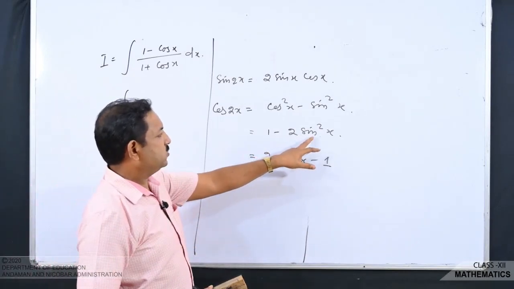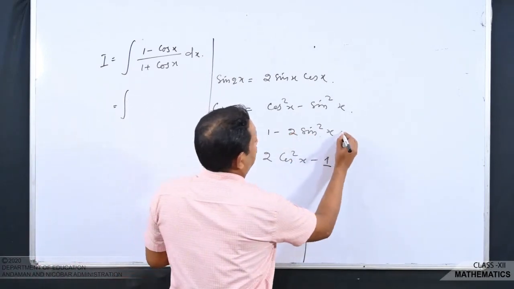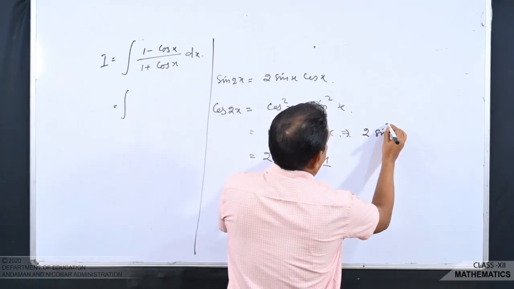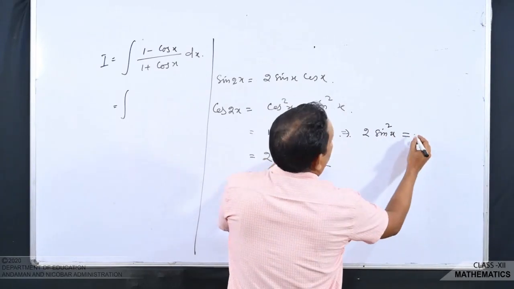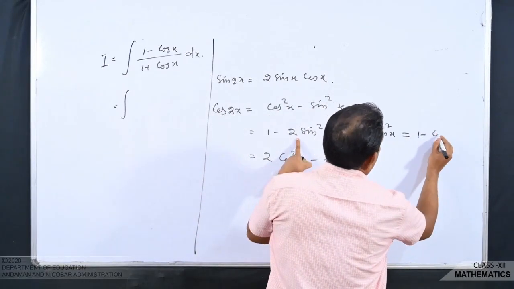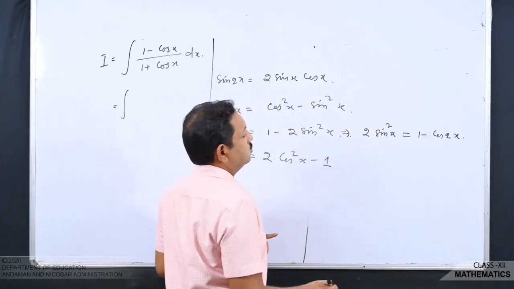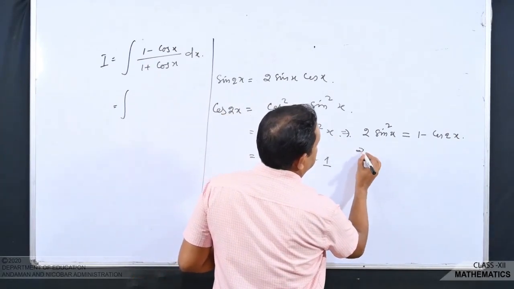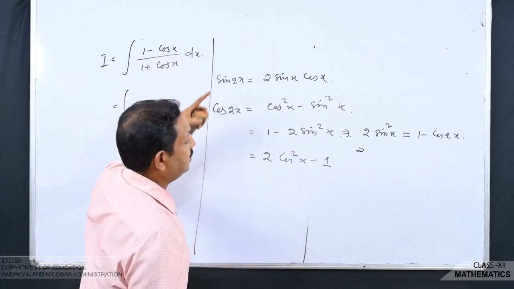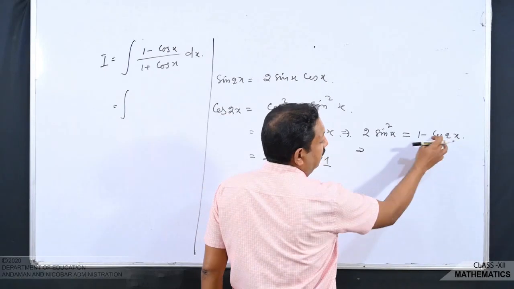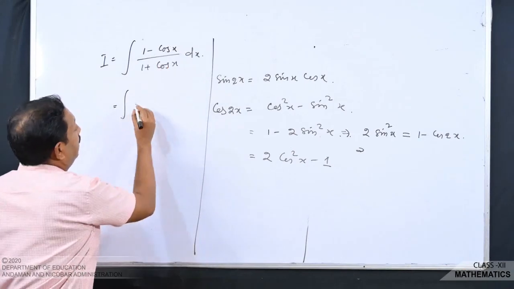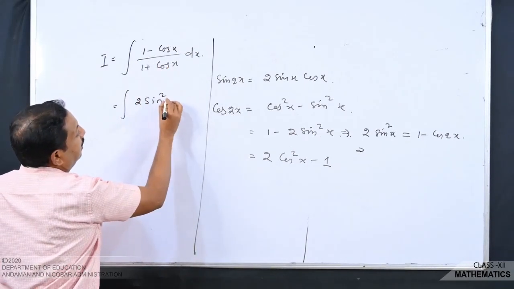How? Simply you transfer these terms to here, look here, if I transfer this term, that means 2 sin square x equal to 1 minus cos 2x. So this implies 2 sin square x equal to 1 minus cos 2x. In 1 minus cos x, the angle is half, whereas here the angle is double. So that means we can write it as 2 sin square x by 2.